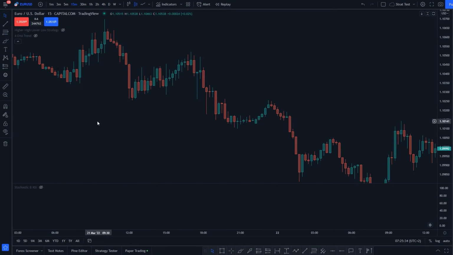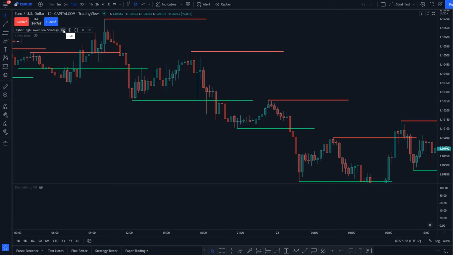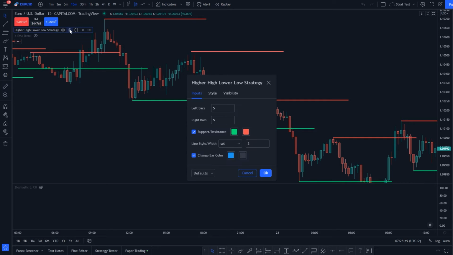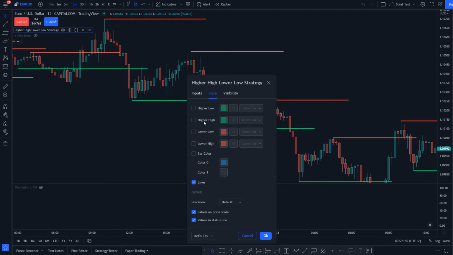Okay, let's first go to the indicators. The one that I use most of the time is the higher high low low strategy, which is great to see the market structure. And I used the default settings but changed the style a bit. The lines are set to solid. And here on the Style tab I hide everything except the lines.